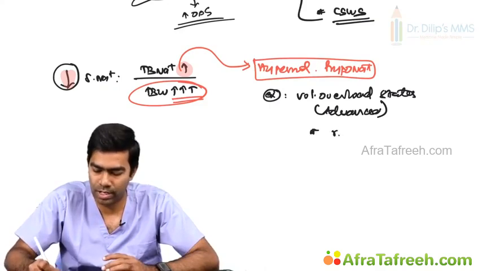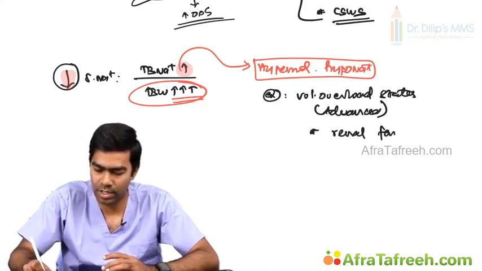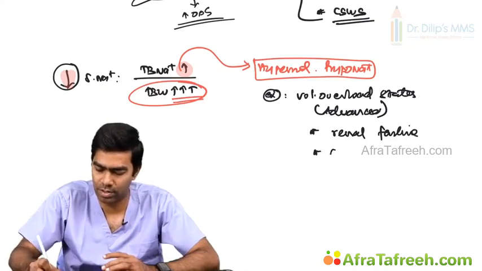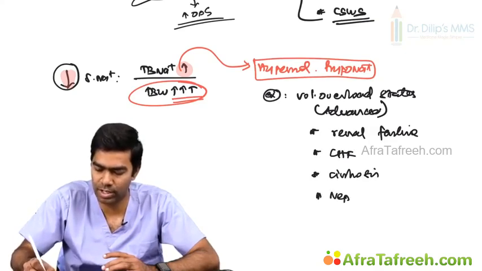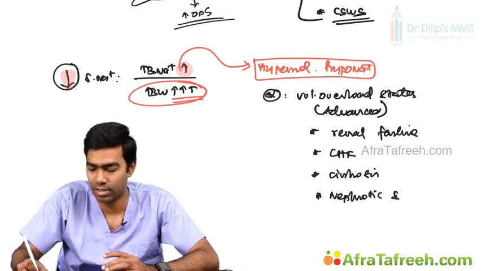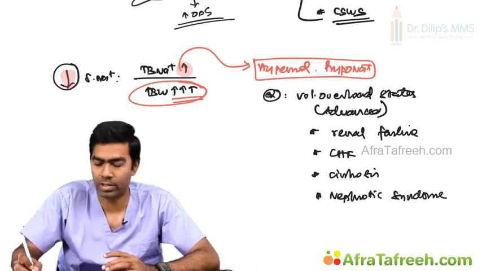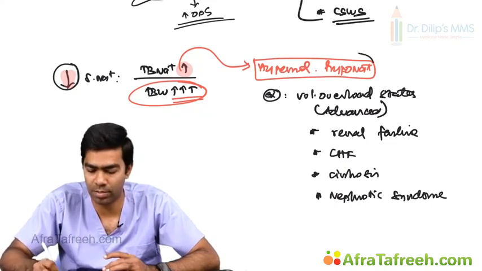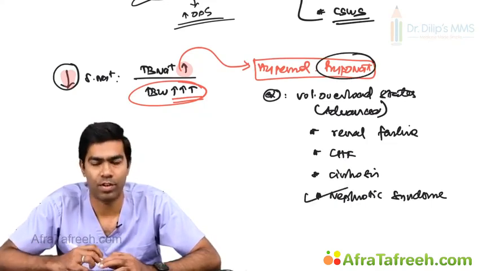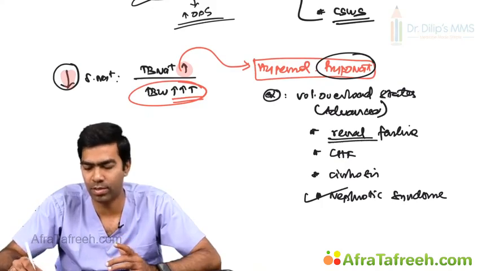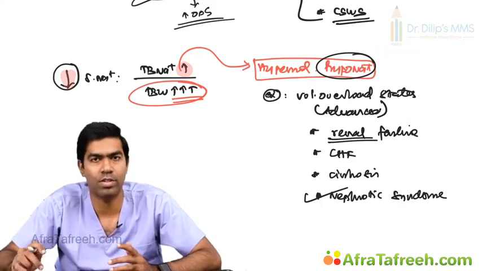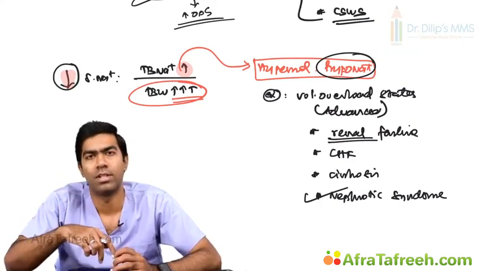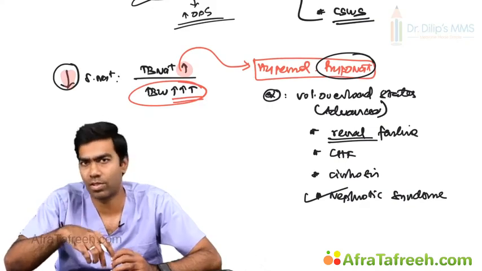So you can get it in renal failure, you can get it in CHF, you can get it in cirrhosis, you can even get it in nephrotic syndrome. In fact, if they ask you the most common electrolyte disturbance in nephrotic syndrome, answer is hyponatremia. Hyponatremia is the most common electrolyte disturbance in nephrotic syndrome. I mean, don't say that for renal failure. In renal failure, the most common electrolyte disturbance is hyperkalemia. That's different. But in nephrotic syndrome, the most common electrolyte disturbance is hyponatremia only. That's due to dilutional hyponatremia.